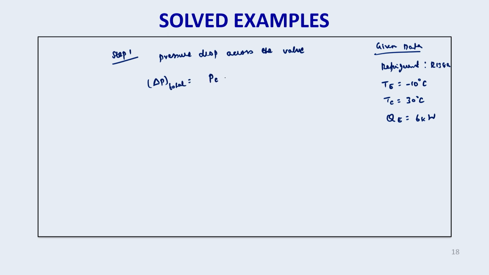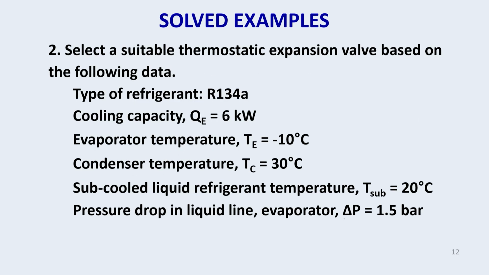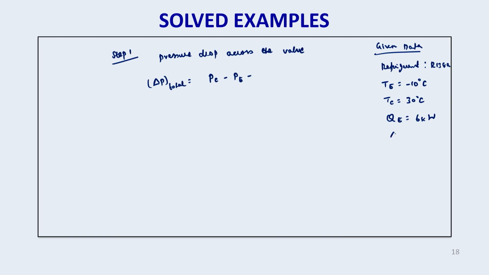That is the condenser pressure minus evaporator pressure minus delta P. I think that is also given. Delta P is given in the problem, 1.5 bar. So minus delta P. Now this condenser pressure and evaporator pressure have to be found out from the R134A table.